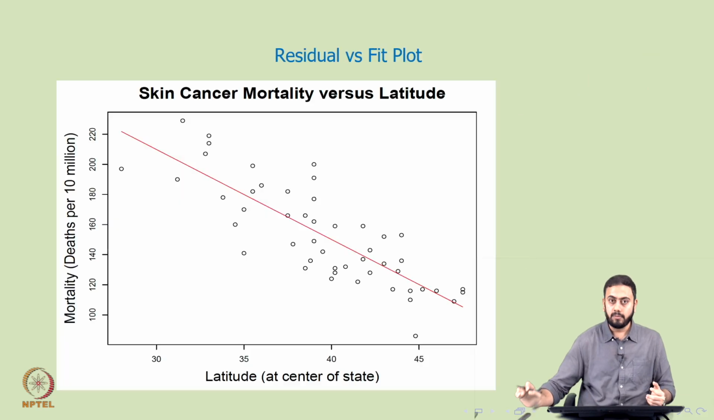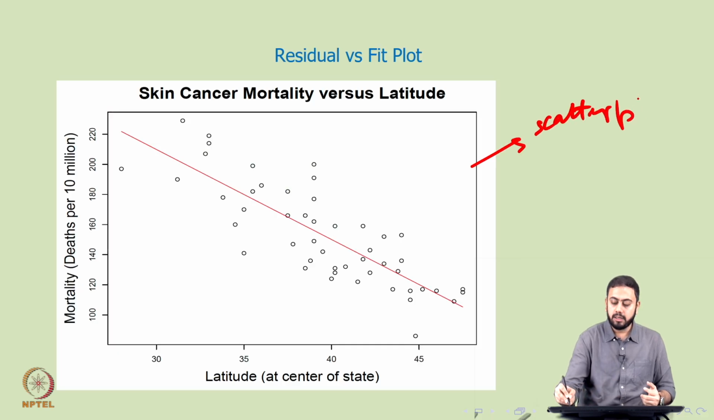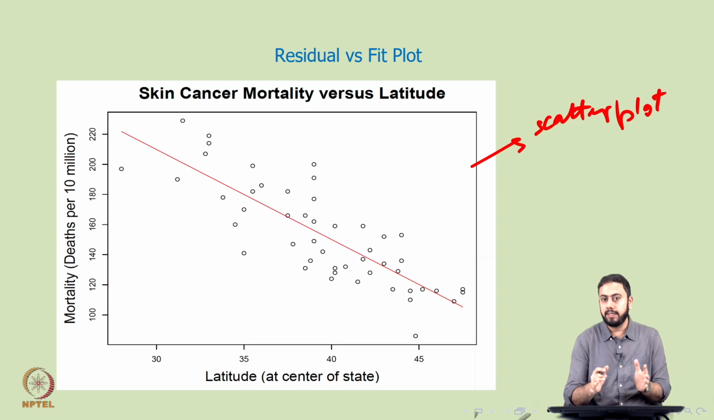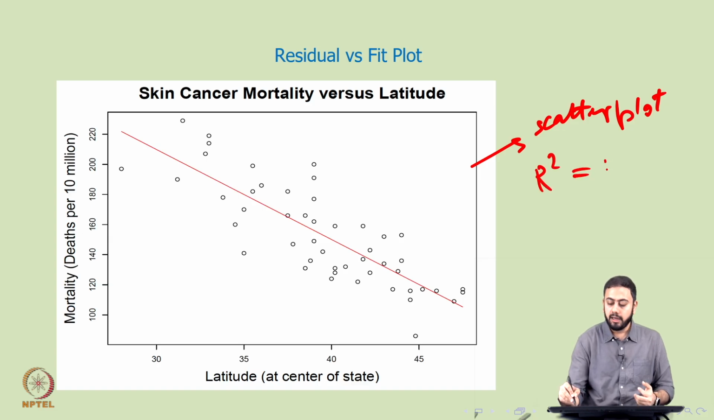I'll give you a simple example, again the standard example, skin cancer mortality rate. This is the scatter plot that we have initially. A couple of conclusions: the points are kind of tight around the red line, so the fit might be good. And if you remember, long back we discussed the capital R squared value for this, it was around 67% or 0.67, which is quite decent.